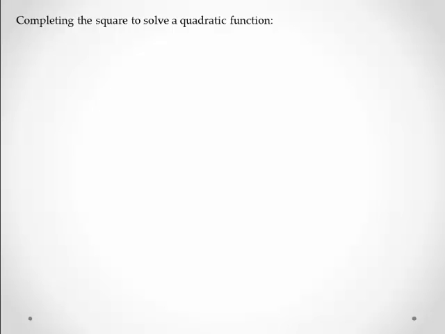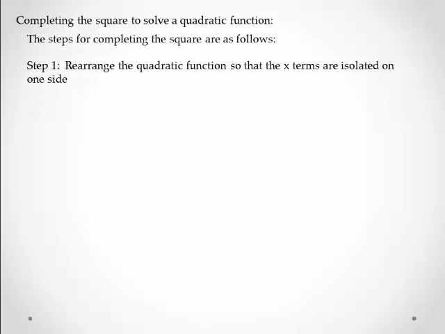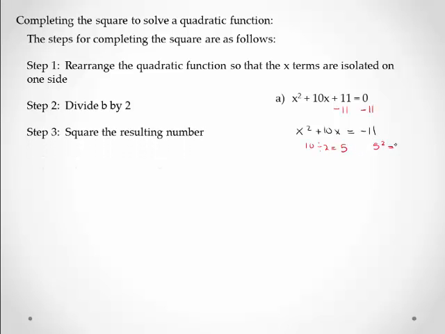Now when we need to complete the square to solve a quadratic function, we have similar steps, but first we want to rearrange the quadratic so the x terms are isolated on one side. So I want to take this 11 and subtract it from both sides to get rid of it. So it'll give me x squared plus 10x is equal to negative 11. Then I divide b by 2. So I have 10 divided by 2 is 5. And then I square that number. 5 squared is 25. And I add that to both sides. So I'll have x squared plus 10x plus 25 is equal to negative 11 plus 25.